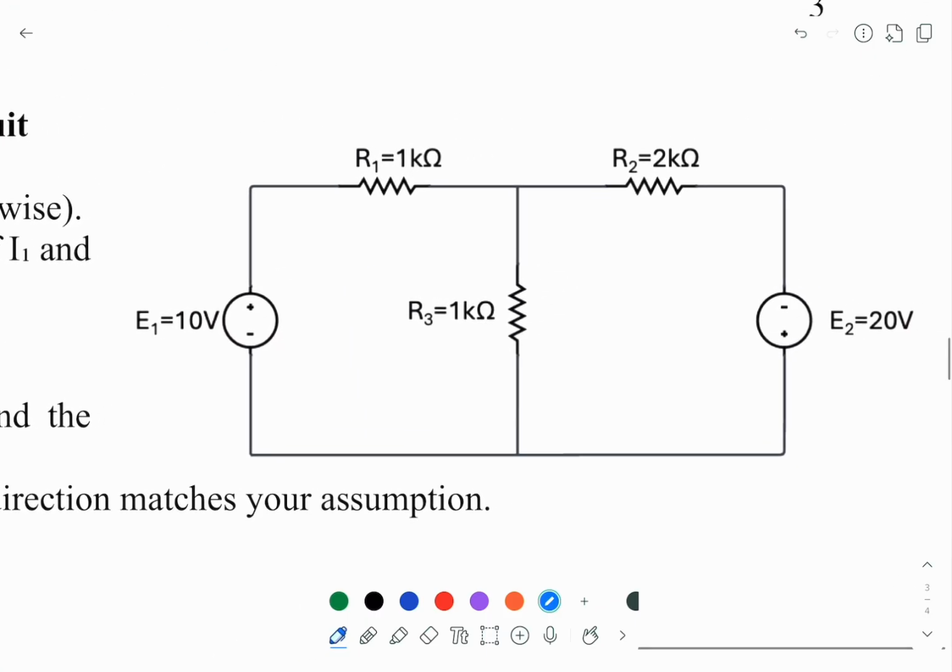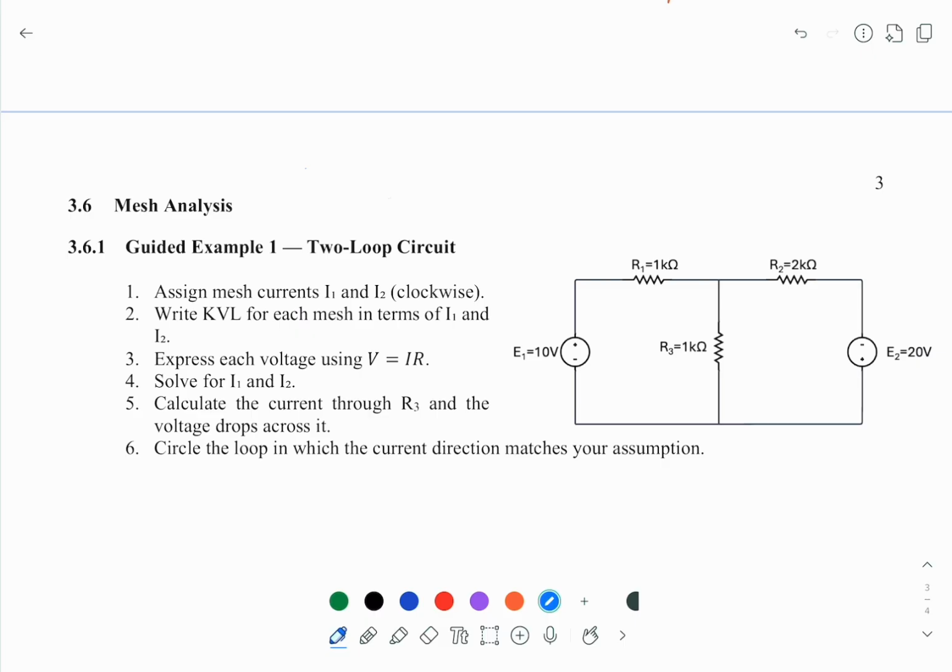In this example, you can see all the currents passing through the resistors are unknown. So mesh analysis is used to find these unknown currents passing through the resistors. The aim of mesh analysis is to find the unknown current, and the method it employs is KVL.